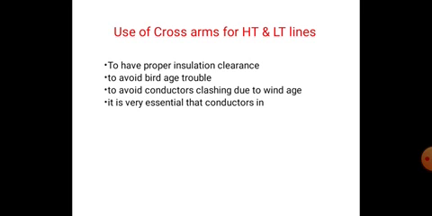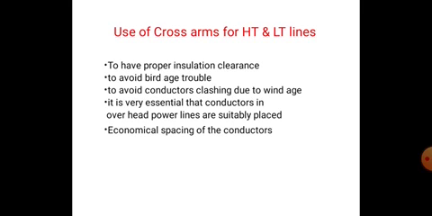And it is very essential that conductors in overhead power lines are suitably placed, and economical spacing of the conductors. The formula is D is equal to 0.3048 into 0.01 kV plus mu, 1.315 d by g into root of s.